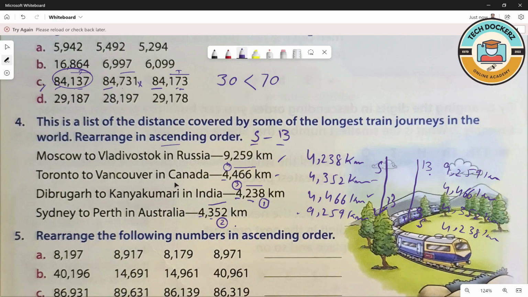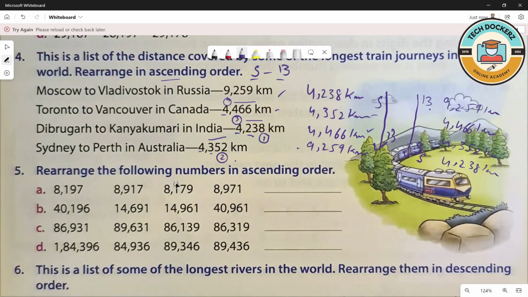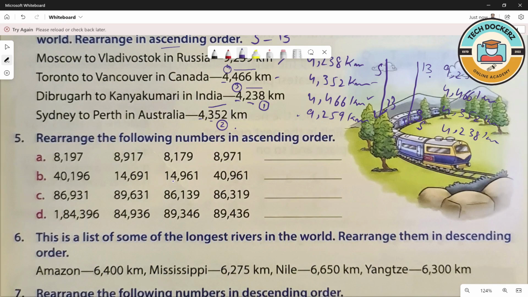Let's move to question number 5. Rearrange the following numbers in ascending order. So again, we need to arrange the numbers in ascending order. We will start with our place value chart. Let's pick question number 5C. Arrange the following numbers in ascending order. Ascending order is from smallest to biggest number. So we need to pick the first smallest number in question number 5C.